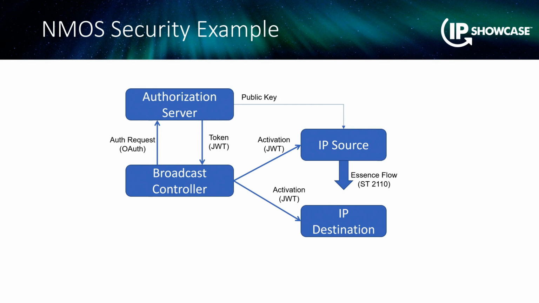So similarly, the controller sends the receiving device the same activation with the JWT. He authenticates it with the public key from the server, and it goes, yep, that's a good request, subscribe to that stream, and then video flows from A to B. So now we have a secure environment, so we don't have to worry about some bad actors getting in and sending video the wrong place, or somebody accidentally doing something that they shouldn't be doing.